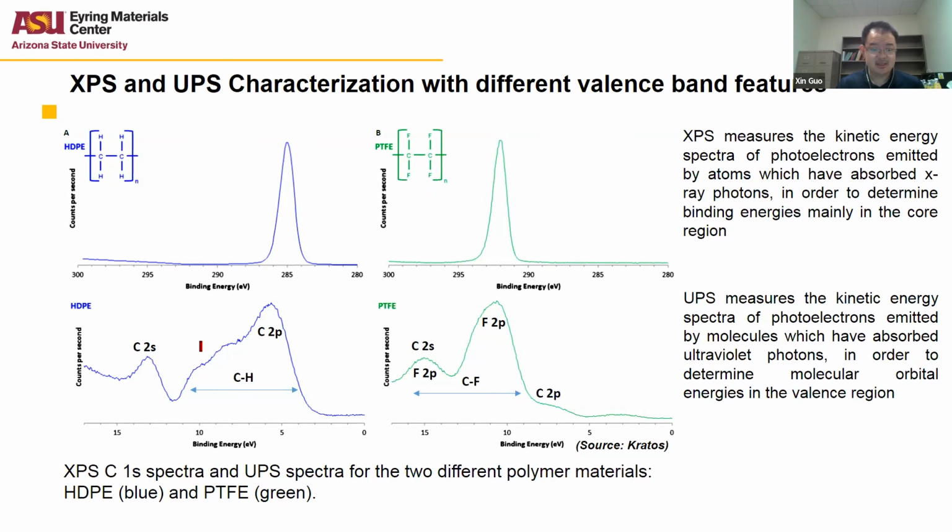But if we look at the valence band region measured by UPS, we observe they look very different in terms of structure. For PTFE, the main contribution is made by fluorine 2p. But in high density polyethylene, we observe the main contribution to the valence band is made by carbon 2p. So if we combine UPS with XPS, we can always obtain more information and distinguish molecules with similar structure and composition.